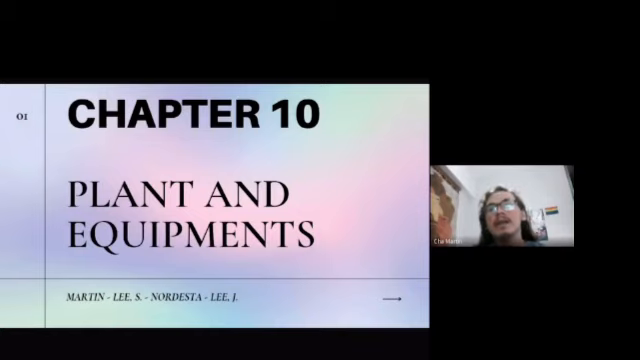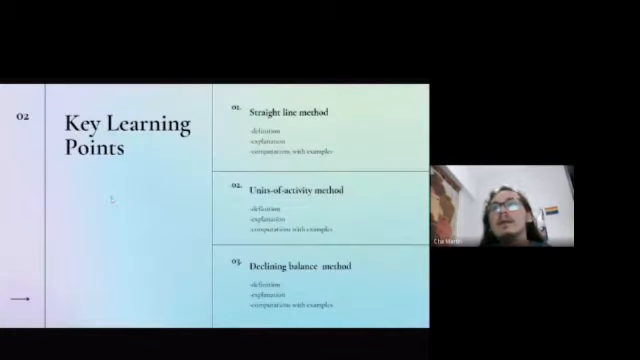My group mates are Sobam Lee, Jason Lee, and Seth Nordesta, and we're going to be focusing on three key learning points. The first is the straight line method, and we'll also be tackling it in terms of its definition, explanation, as well as computations with examples. The next one would be the units of activity method, and the last one is the declining balance method. And yeah, we'll start with the straight line method.